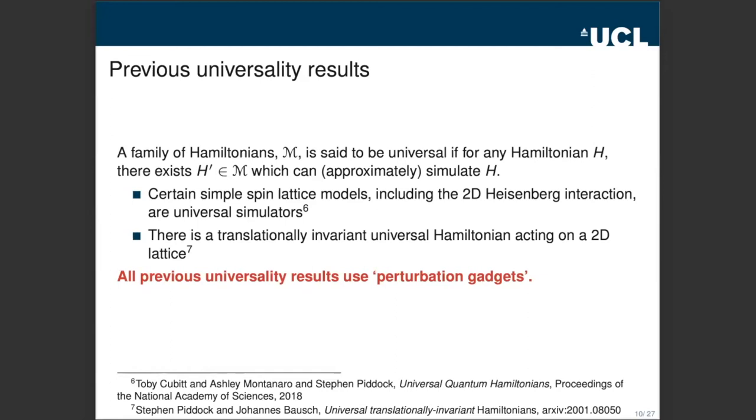Stephen Piddock and Johannes Bausch constructed the first translationally invariant universal model. Although it should be noted that this model isn't efficient in terms of the norm of the simulator system or the number of spins in the simulator system. And all these previous universality results required using complicated chains of perturbation gadgets to prove universality. And it wasn't clear how to derive a classification of universal models using these perturbation gadget techniques. And that's why we developed our new method for proving universality.